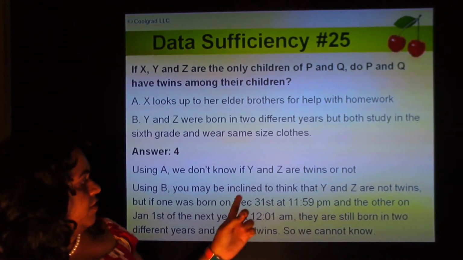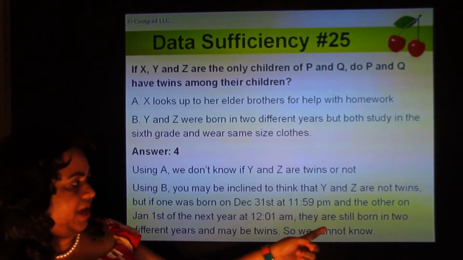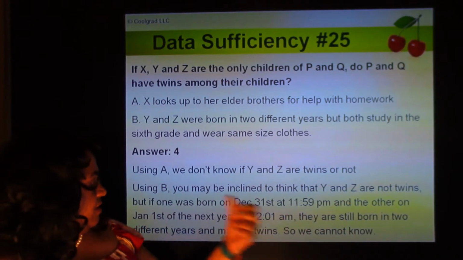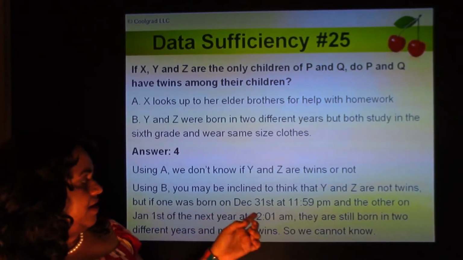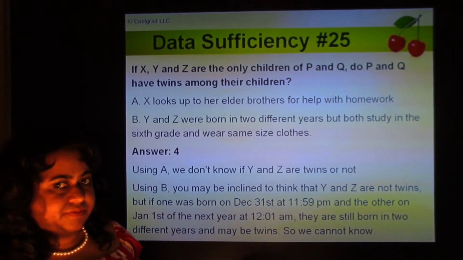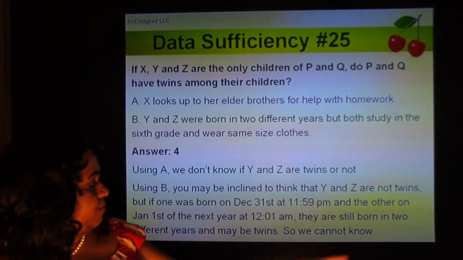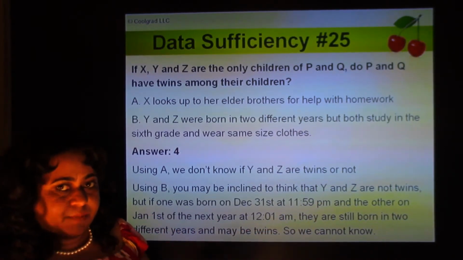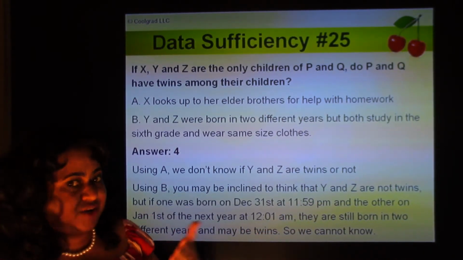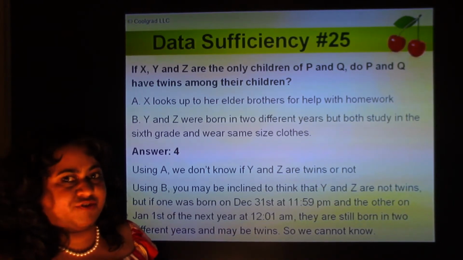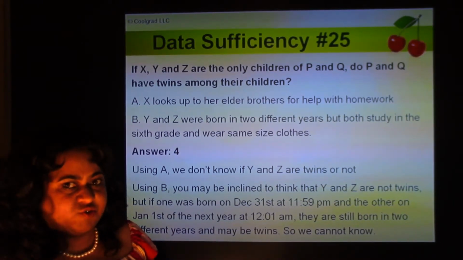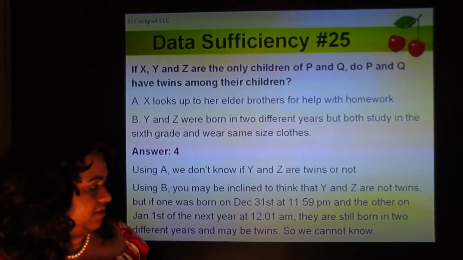Suppose Y was born on December 31st at 11:59 p.m. and the other was born on the 1st of next year at 12:01 a.m. They are still born in 2 different years. They're born like 2 seconds apart. They're born in 2 different years. They celebrate their birthday on 2 different days. And they list it as 2 different years. But they are still twins.